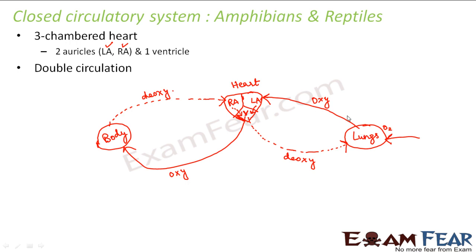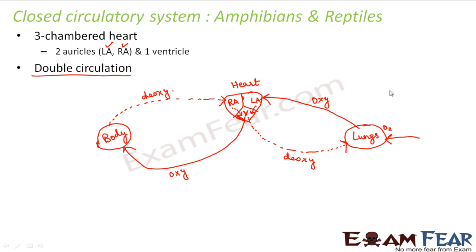That is oxygenated blood from lungs to different parts of the body, deoxygenated blood from body to lungs. So in this entire cycle, the blood crossed the heart two times, right? Once when this oxygenated blood crossed the left auricle and ventricle, again when the deoxygenated blood crossed the right auricle and the ventricle. So that is why this is known as double circulation, because the blood passes through the heart twice during one cycle of circulation.